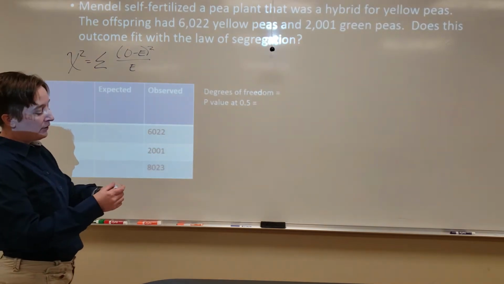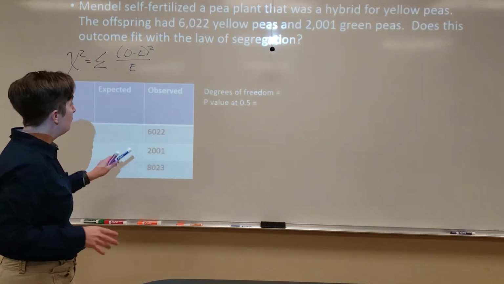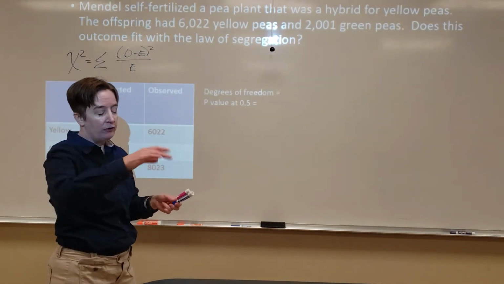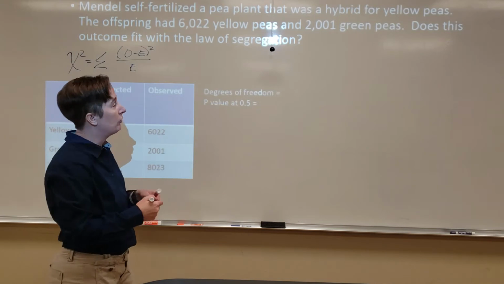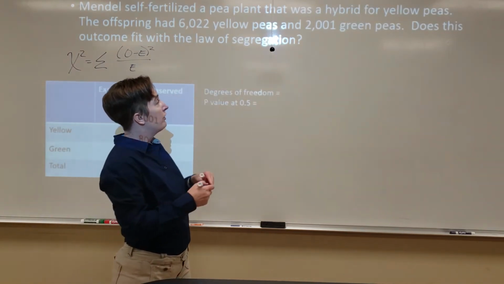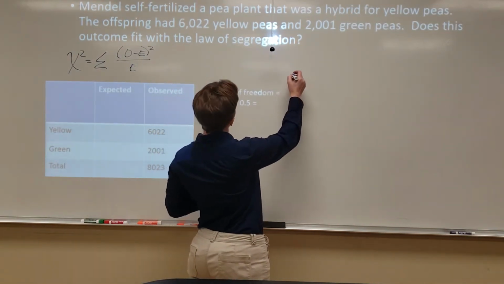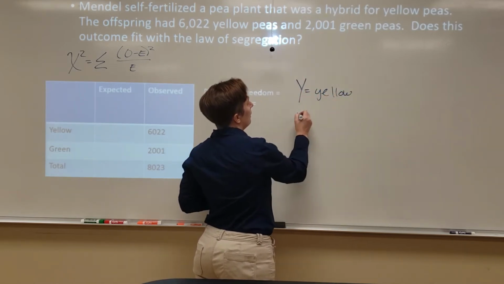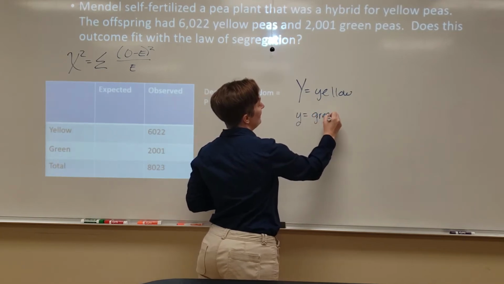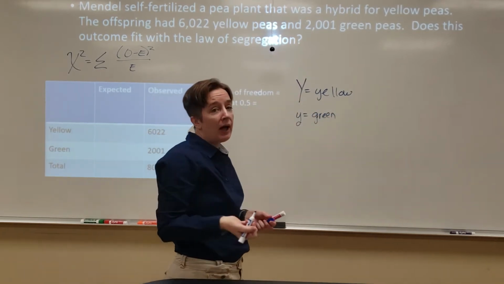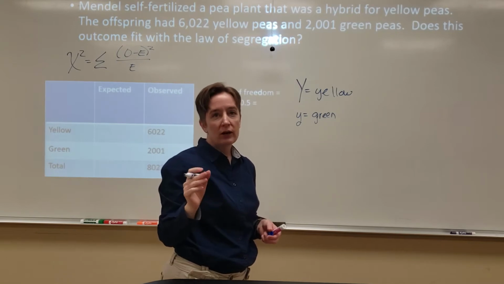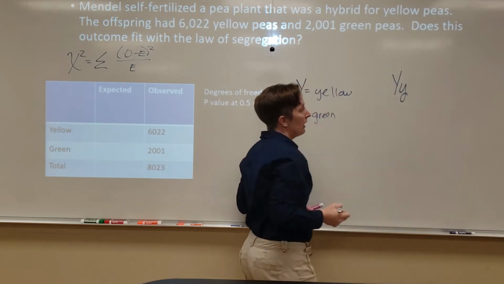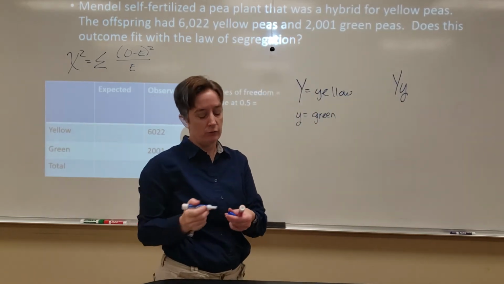Once we have that written down, the next thing that we're going to have to do is actually solve this to figure out what would we expect to see based on Mendel's laws of segregation and independent assortment and all of those things. So when you're solving a genetics problem, the first thing I always recommend you do is write your code. So based on what the problem says, big Y is going to be yellow seeds. Little y is going to be green seeds.